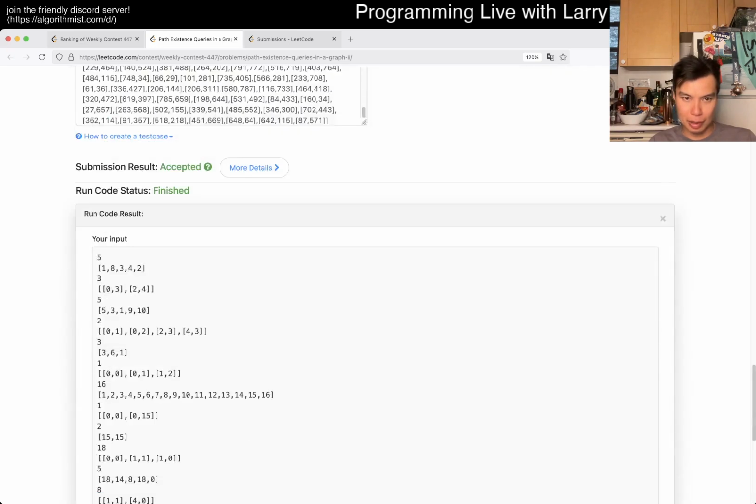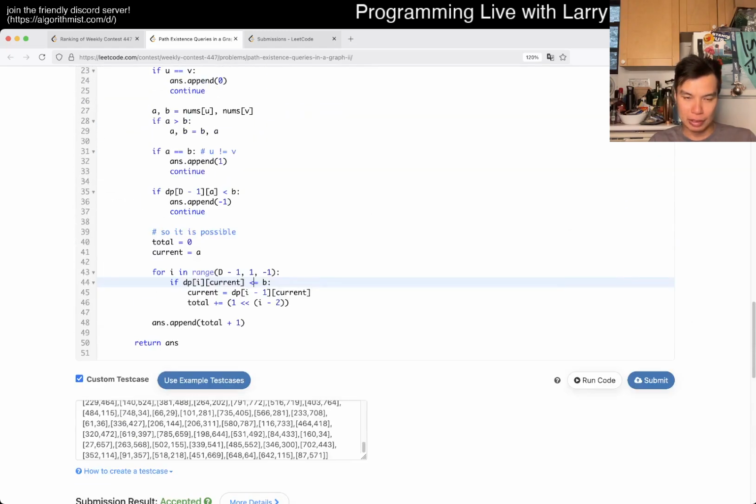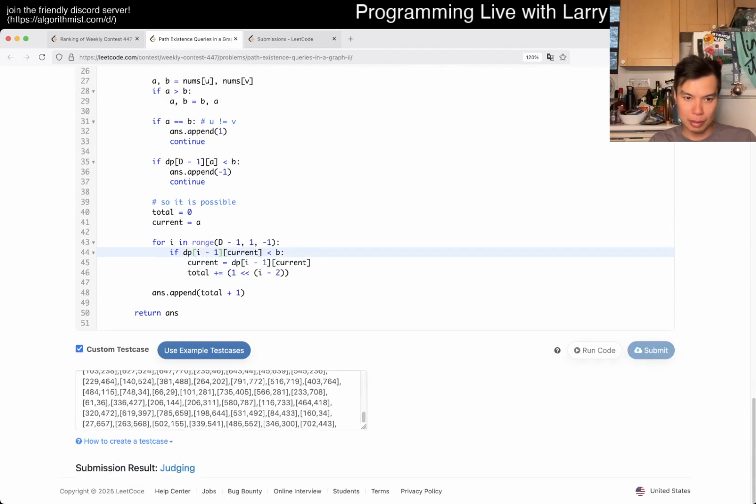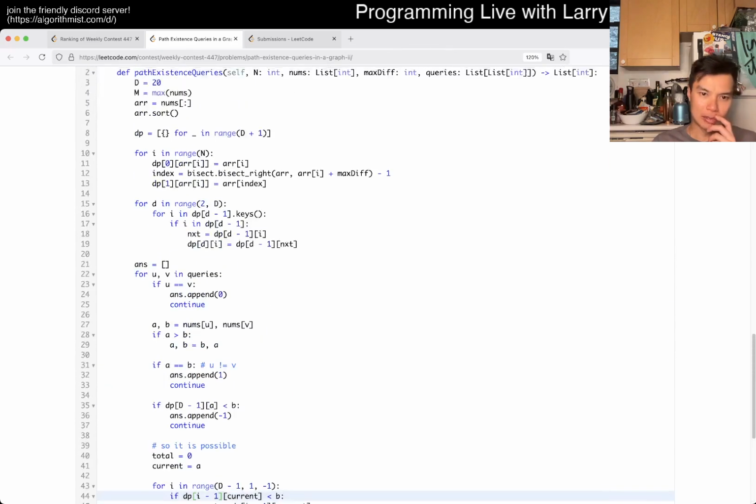Maybe the left side. No, we want this only if it's on the right side, right? So if B is, then we want it to go on the right side. Is this it? Give it a quick submit. Why was I so weird then? I had to do some crazy things, but I was just off by 1.